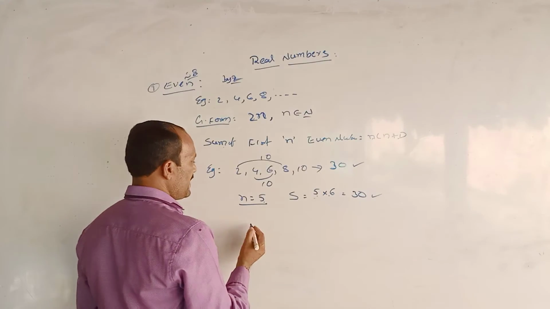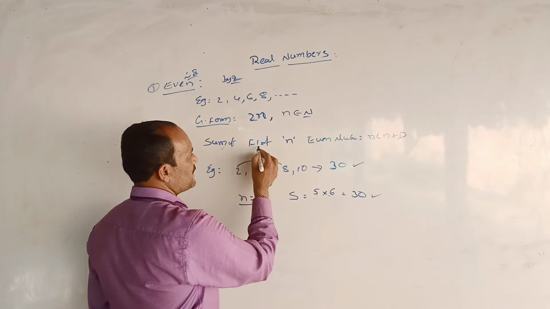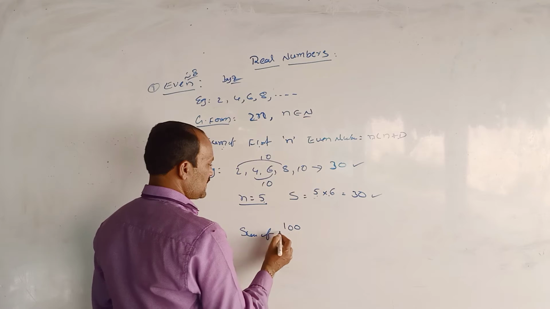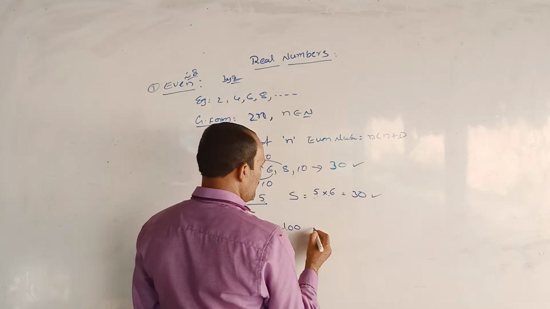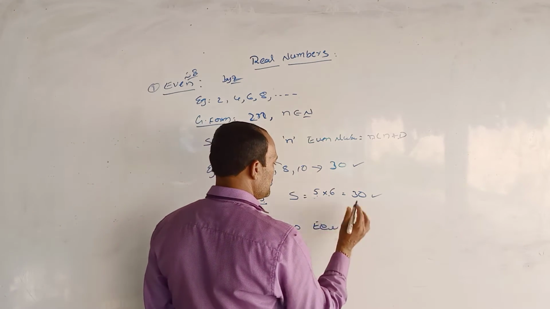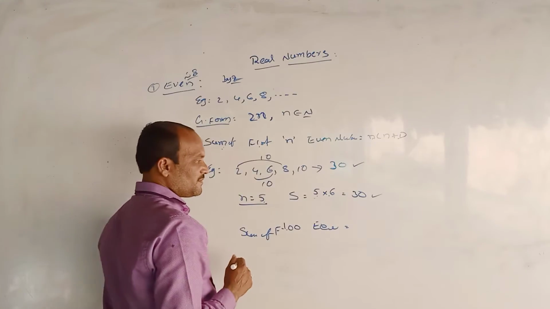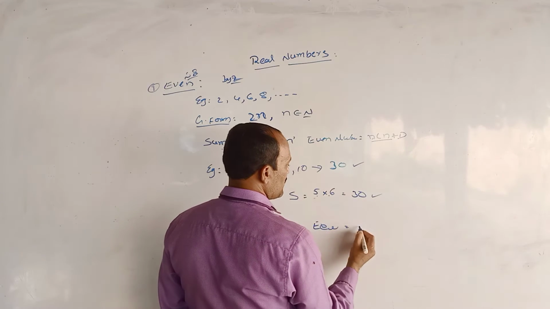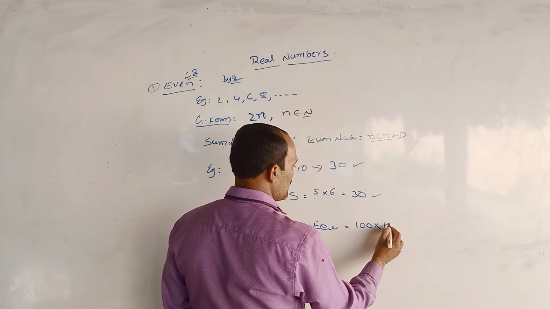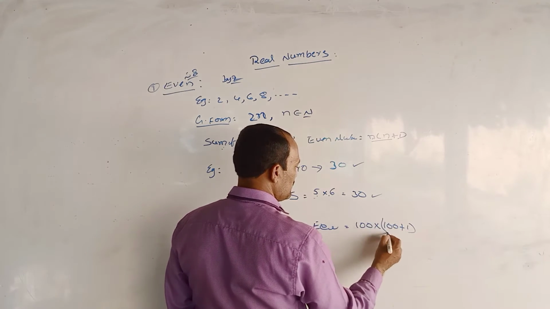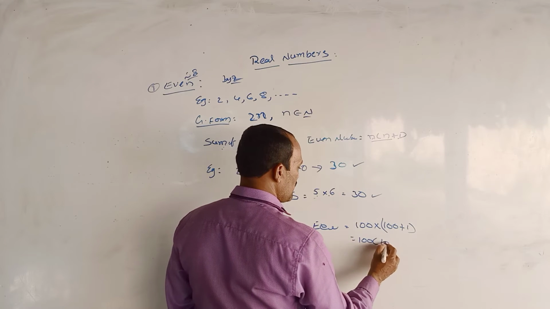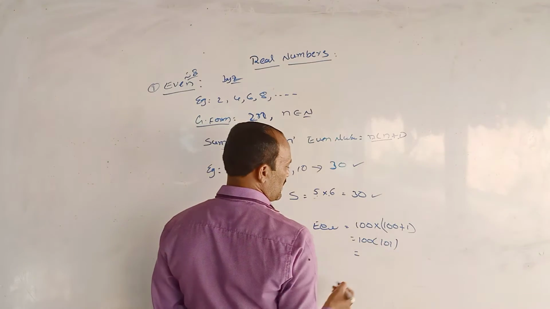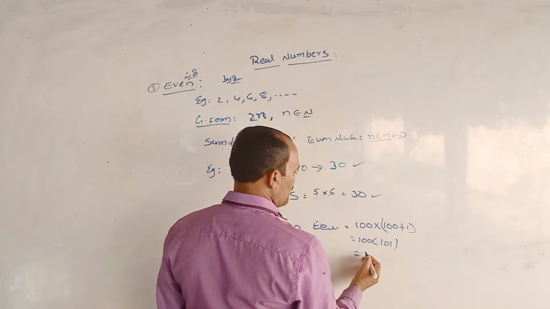Okay, next one more example. The sum of the first 100 even numbers. We take the formula n into (n plus 1), so 100 into (100 plus 1), so 100 into 101.